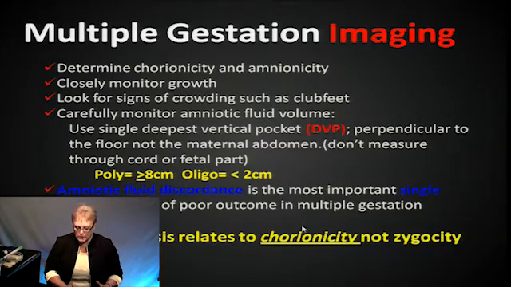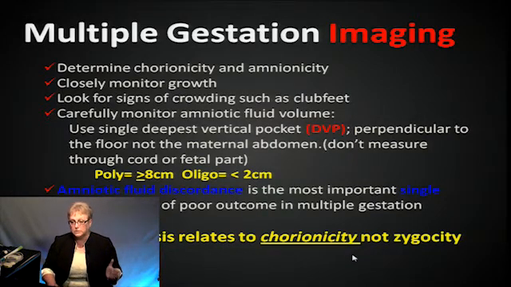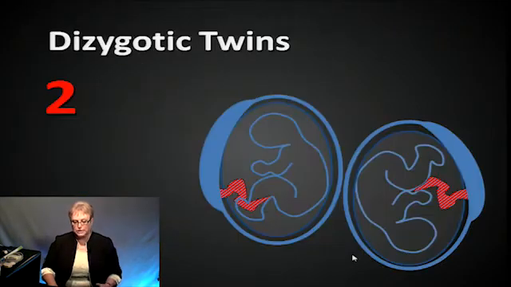So twin prognosis, again, is related to the chorionicity, not the zygosity. So it's really about what is the placenta, what is the blood supply, what does this baby have providing for the nourishment. So move over to dizygotic twins.